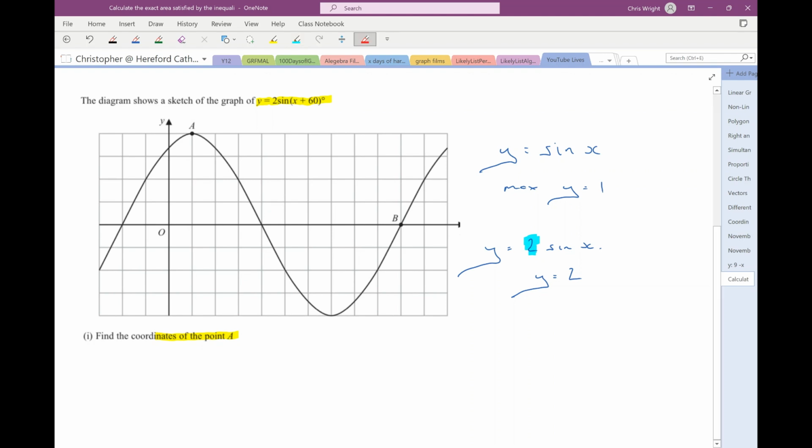So that tells me that this y coordinate here must be 2, because the maximum of the curve y equals sine x would be at 1. So that must be double that at 2. So there's my scale on the y-axis. And similarly, this point here must have a y-coordinate of minus 2. So I've worked out the y-coordinate of A. Now let's have a think about the x-coordinate of A. Well, always, y equals sine x goes through the point 0, 0.